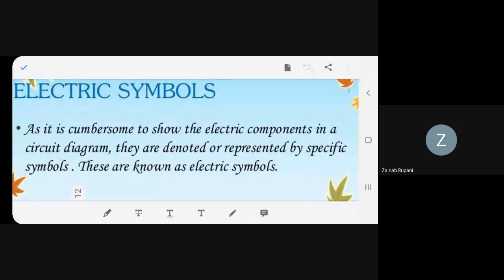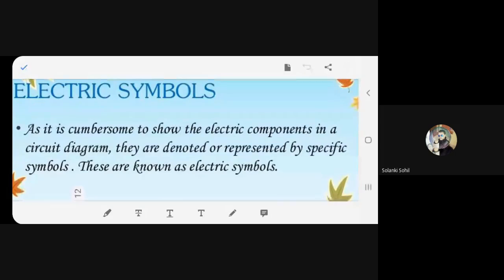Yes, Almas. Electric symbols. As it is cumbersome to show the electric components in a circuit diagram, they are denoted or represented by specific symbols. These are known as electric symbols.